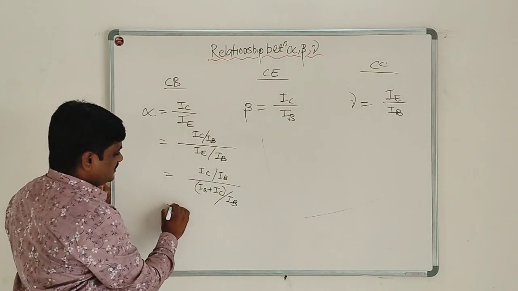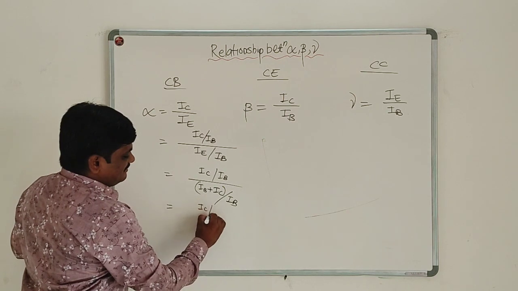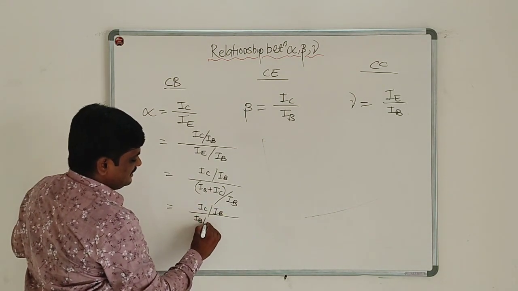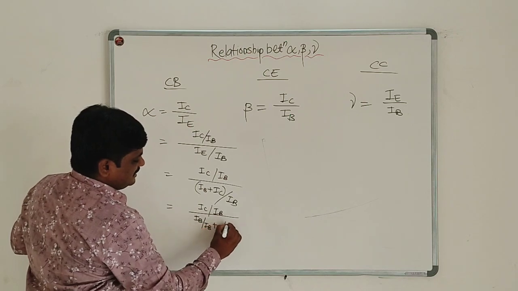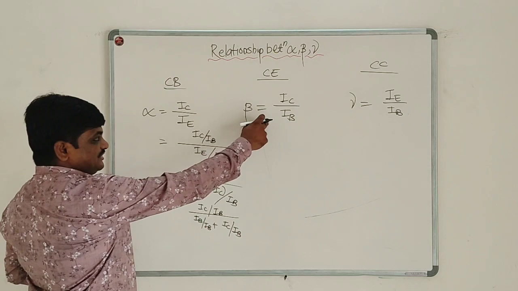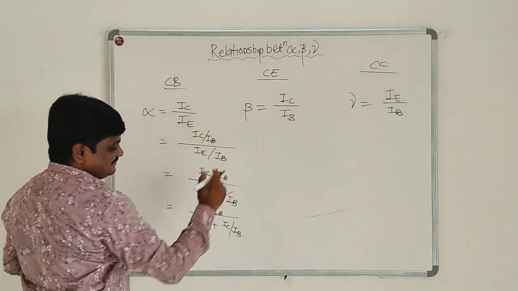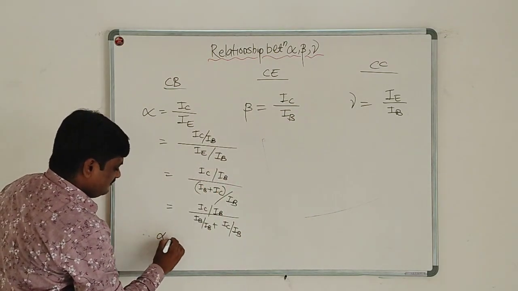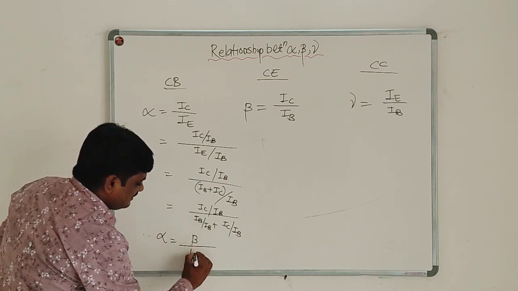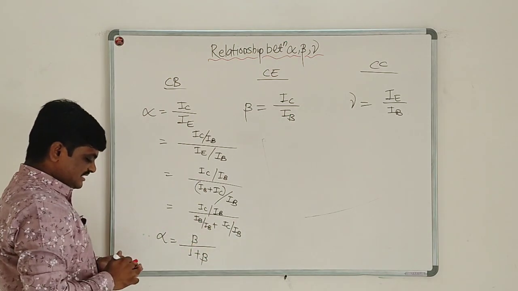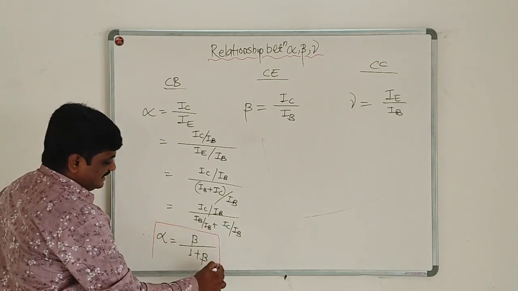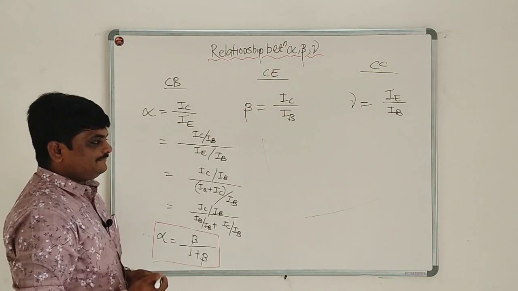Now if you separate this, you will get IC divided by IB in the numerator, and in the denominator IB divided by IB plus IC divided by IB. From this equation, beta is equal to IC by IB, hence alpha is equal to beta divided by 1 plus beta. So this is the relation between alpha and beta: alpha is equal to beta divided by 1 plus beta.